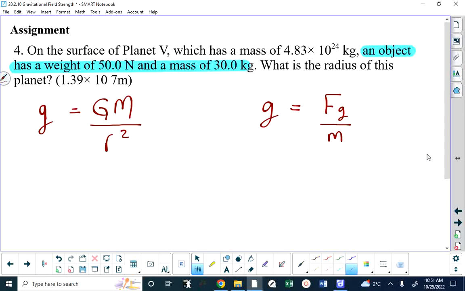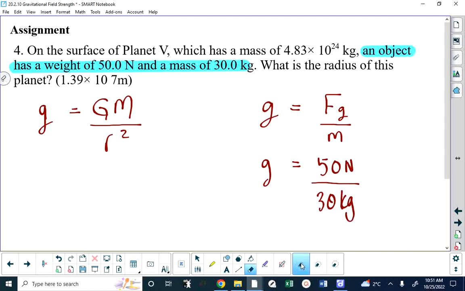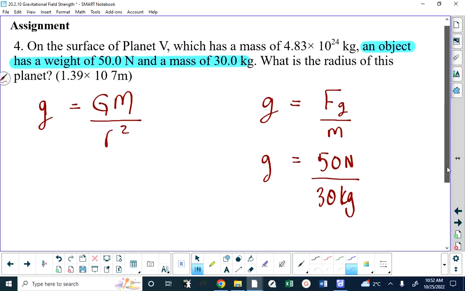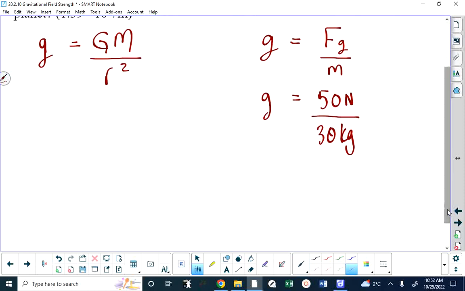And what that means is we can take 50 newtons and divide by 30 kilograms and get the local value of the gravitational field strength on the surface of the planet. And you get 1.6 repeating, I believe. So the value of g is 1.6 repeating newtons per kilogram. Since I'm going to use that number in the next step, I want to carry all those decimals. Now what I can do is I can put that in here.